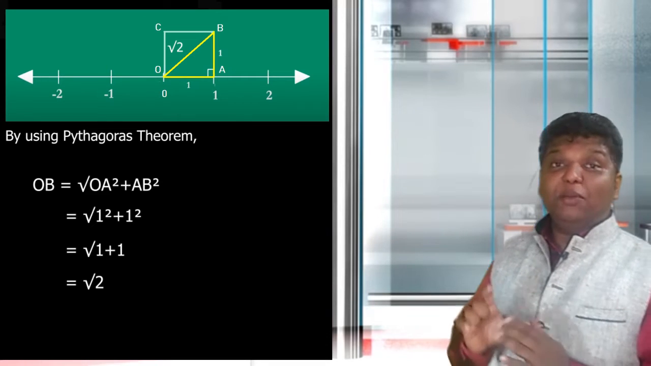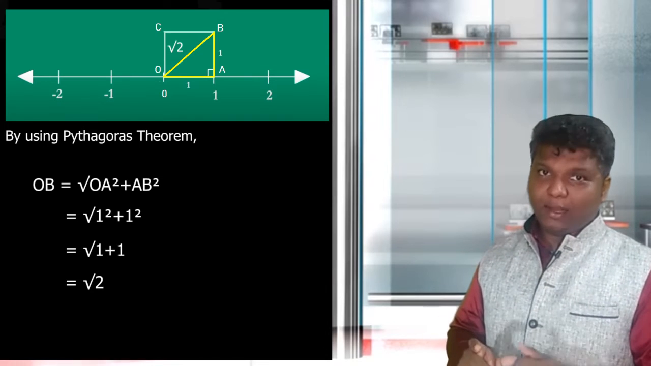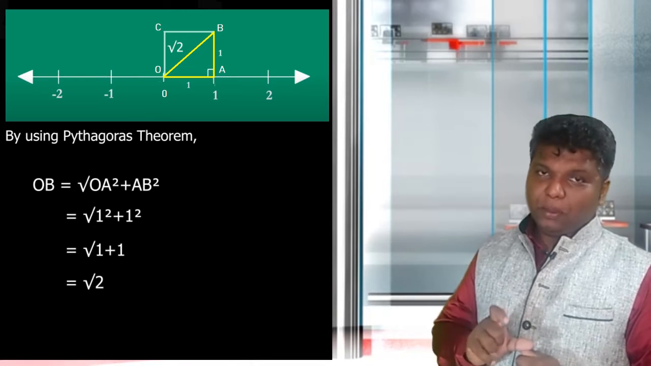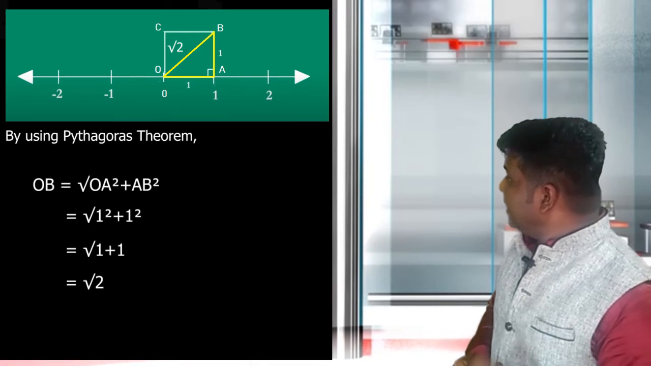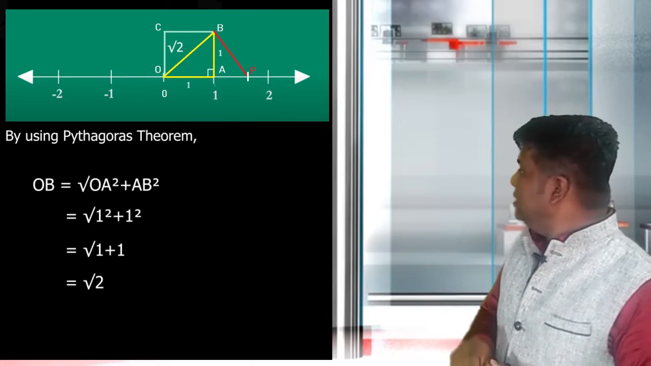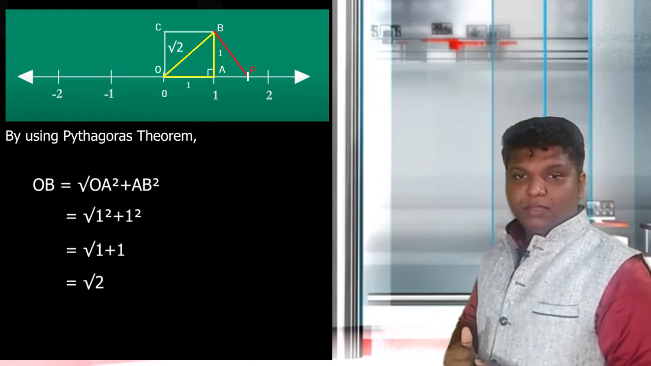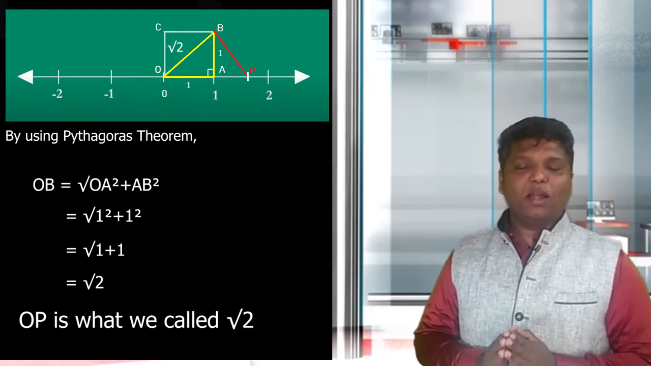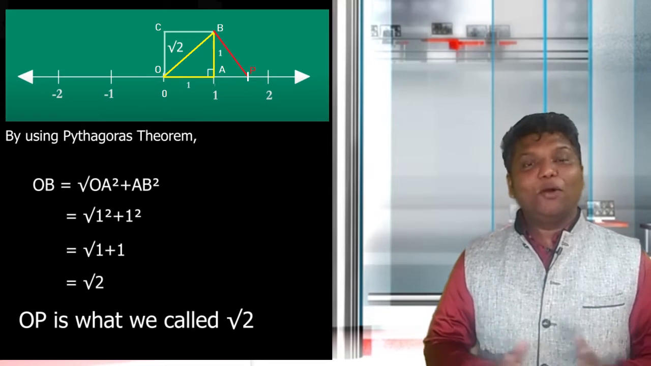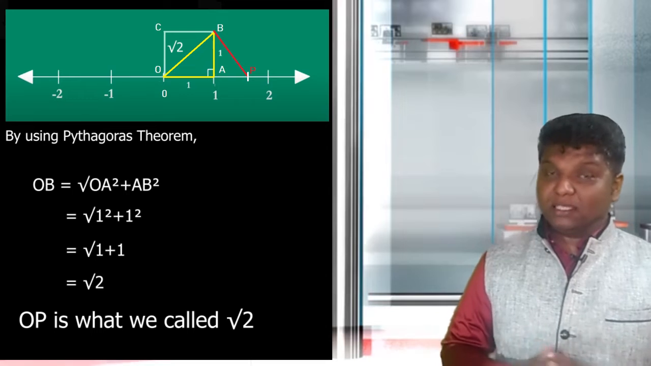Now how can we mark this OB, that means this root 2, on the number line? Take a compass and take the radius OB in your compass, and taking the center as O, draw an arc from B so that it meets the number line at P. Now we can say this OP is what we call root 2. Is that clear? This is how you can draw root 2 on a number line. You can represent root 2 on a number line.